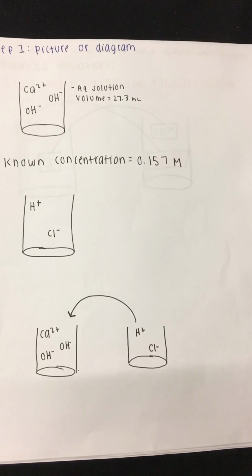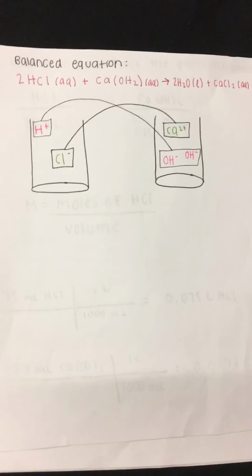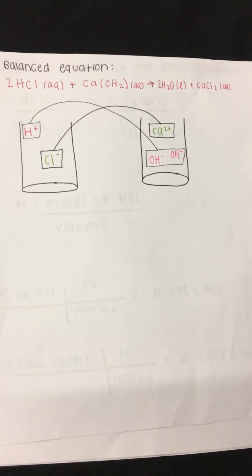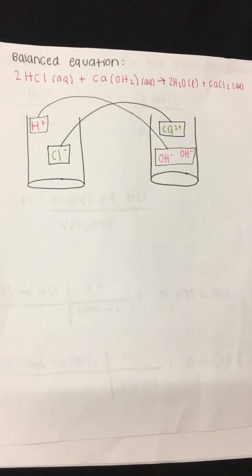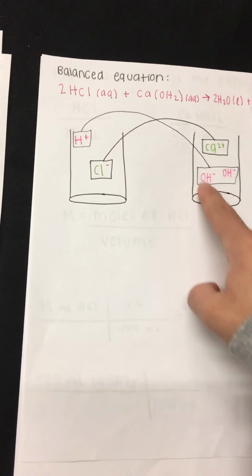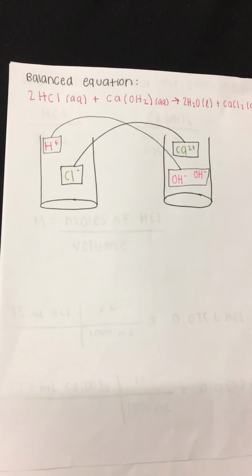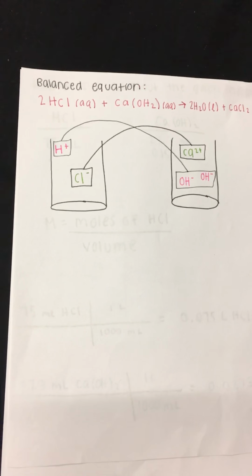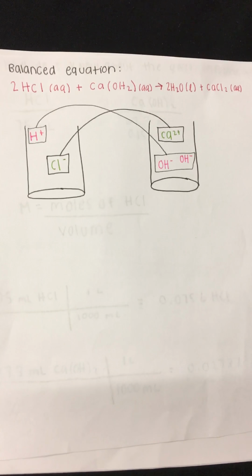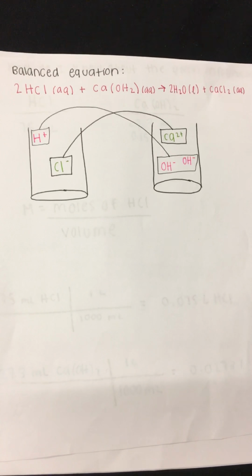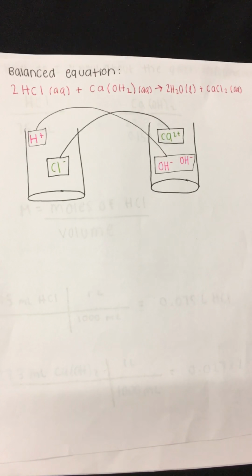Another step in solving the problem is to write a balanced chemical equation. The balanced chemical equation is 2HCl plus calcium hydroxide yields 2H2O plus calcium chloride. The hydrogen atom bonds with the hydroxide to form water, and the chloride atom bonds with the calcium to form calcium chloride. Since we drew this diagram, solving the problem will be a lot easier. We can now refer to the picture instead of the words in the problem to understand what is happening.